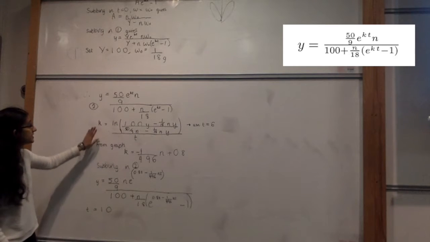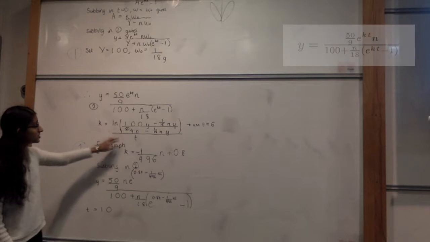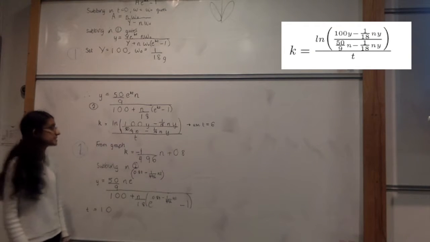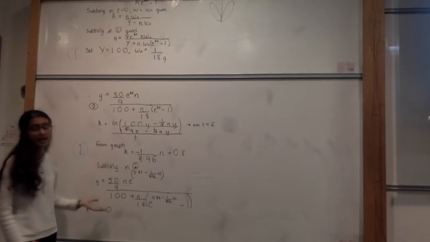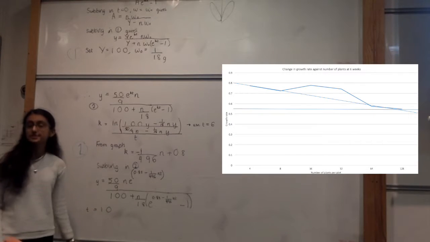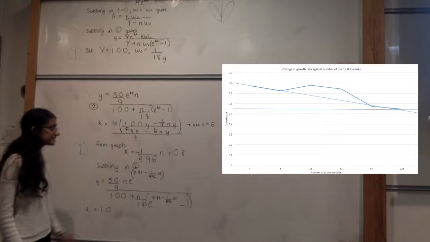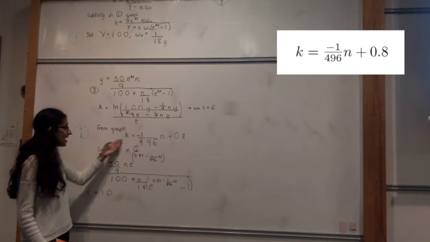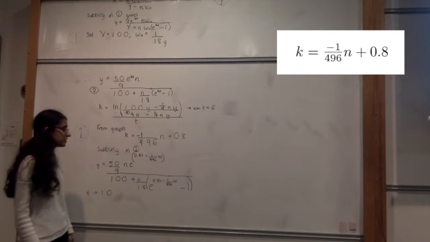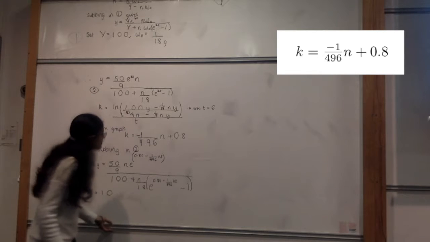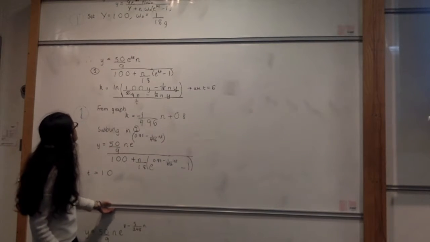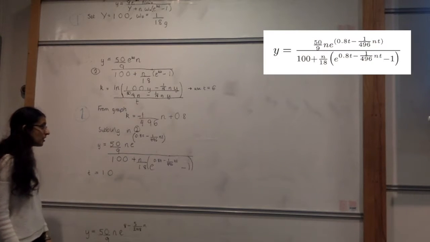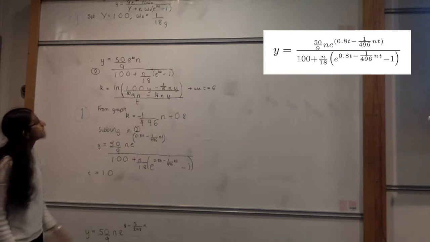Now, we can rearrange this equation for k, which gives us this, and then using t as 6 weeks, using the data we've been given, we can also plot a graph again, which will be approximately a straight line. Finding the y-intercept and the gradient gives us an equation in k and n that is linear, as shown, k equals -1 over 496 n plus 0.8. Substituting this into equation 2, so this one, we find this equation, which basically means we've gotten rid of both k and capital A.